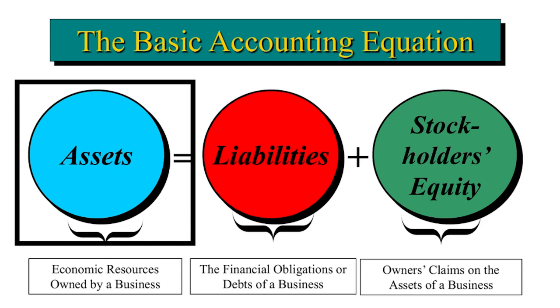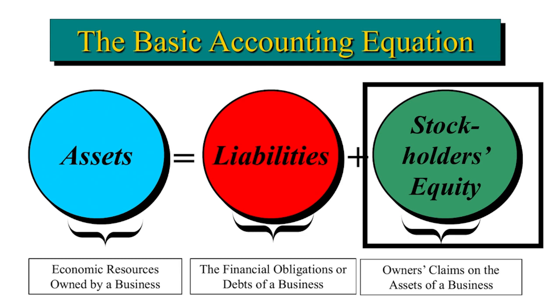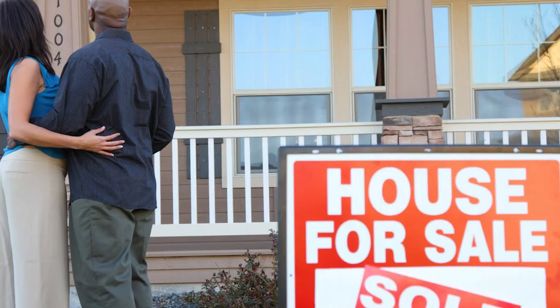So assets, it's all of the property owned by the company. Liabilities, it's all of the debts that the company currently has outstanding to the lenders. The owner's equity, aka the shareholder's equity, it's a company's ownership interest in the assets after all debts have been paid. Let's use an everyday example, home ownership.